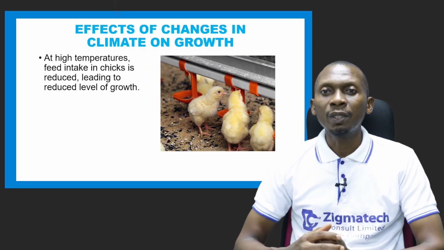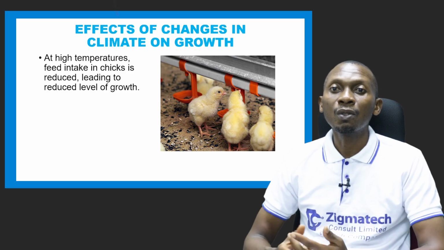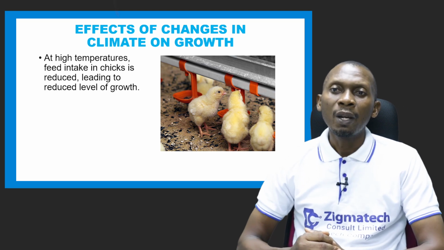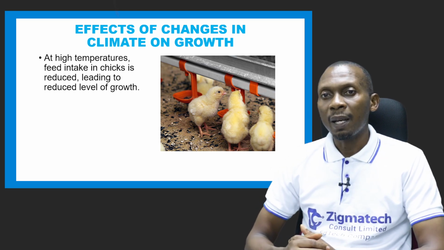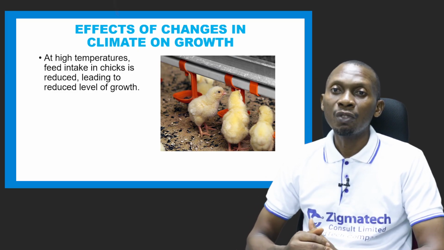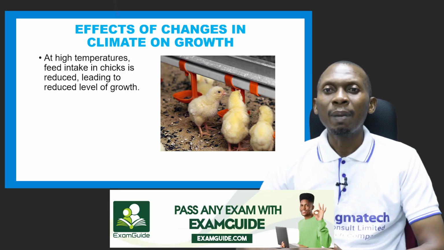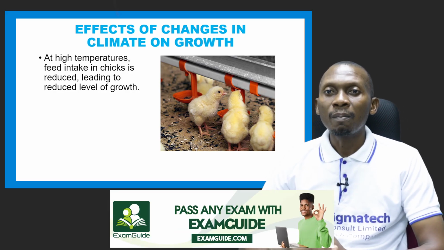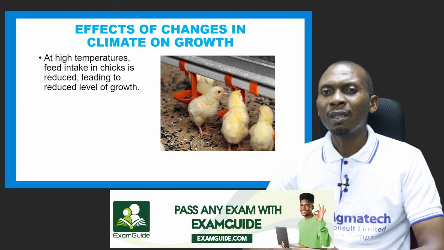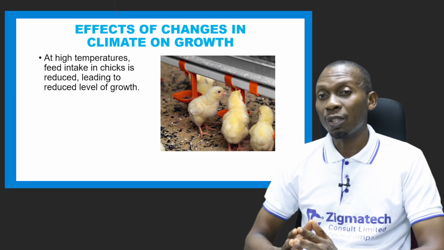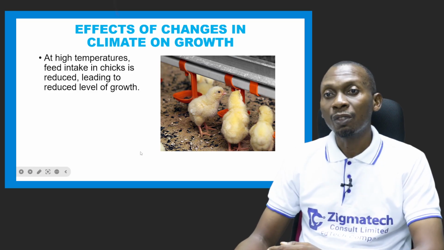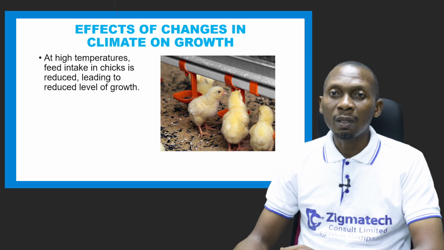Now, at high temperatures, the feed intake in chicks is also reduced. High temperature causes a lot of discomfort to the chicks, and as a result, they tend to reduce the feed that they consume because they start panting. You notice the chicks panting, opening their mouths and trying to gasp for more air, and this causes a lot of discomfort. When the temperature is too high, they may not consume enough food, and as a result of that, they will experience a reduced growth rate.